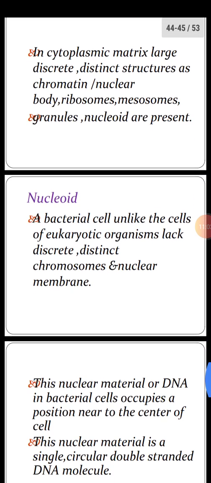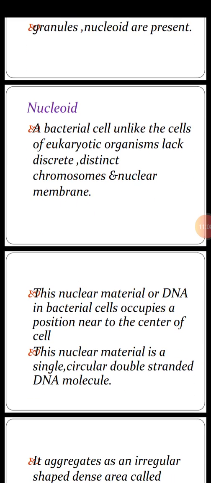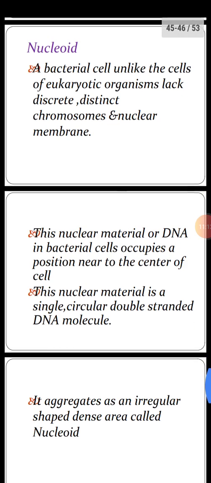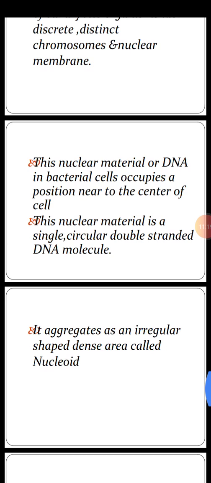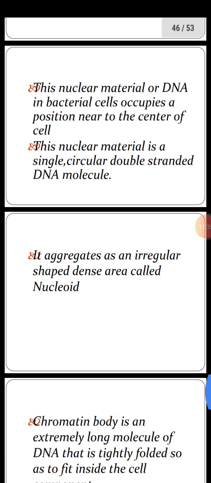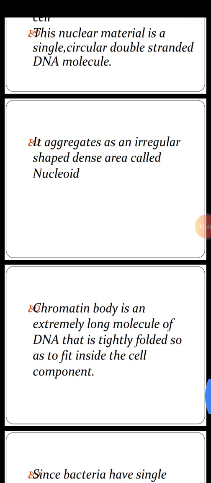granules, and nucleoid. What is a nucleoid? Unlike the cells of eukaryotic organisms, a bacterial cell lacks discrete, distinct chromosomes and a nuclear membrane. As you know, in prokaryotes, no nucleus is present. This nuclear material, or DNA, in a bacterial cell occupies a position near the center of the cell, as mentioned in the picture. This nuclear material is a single, circular, double-stranded DNA molecule. It aggregates, or collects, as an irregularly shaped dense area in bacteria called the nucleoid.